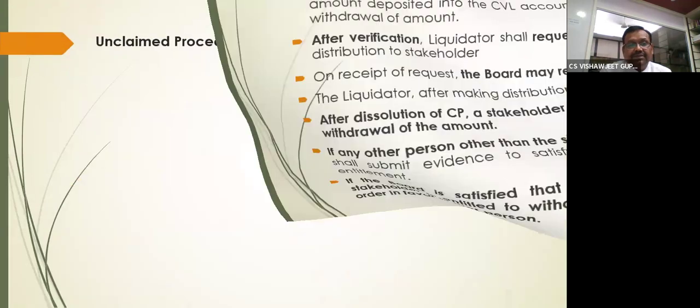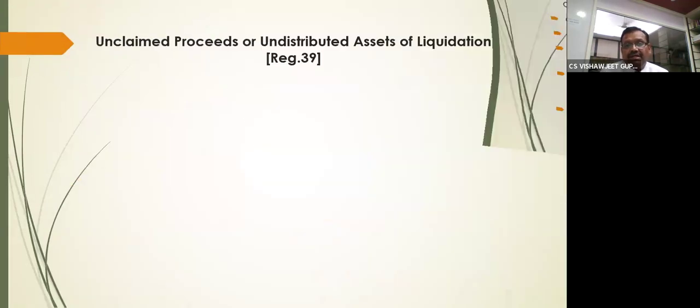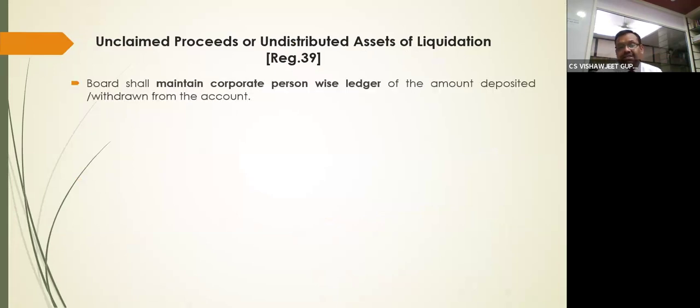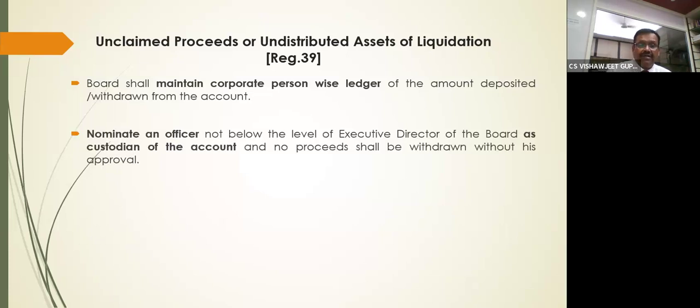Right? Now, unclaimed proceeds or undistributed assets of the liquidation. Regulation 39 is continuing. The Board shall maintain the corporate person-wise ledger of the amount deposited or withdrawn from the account. So the IBBI will maintain the corporate person-wise ledger of the amount deposited or withdrawn. For this purpose, the IBBI will nominate an officer not below the level of executive director of the Board as the custodian of the account, and no proceeds shall be withdrawn without his approval.